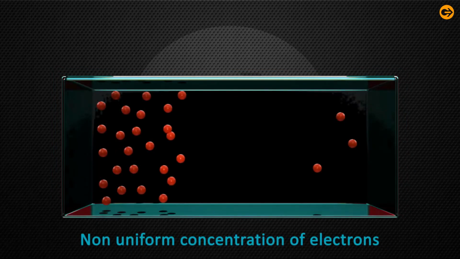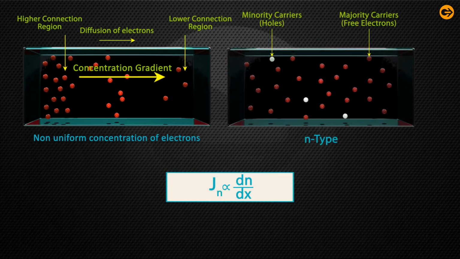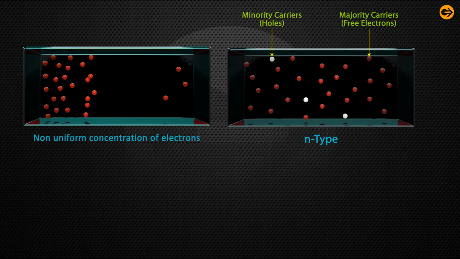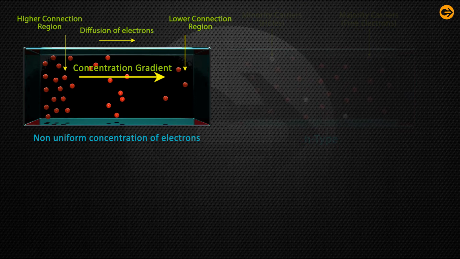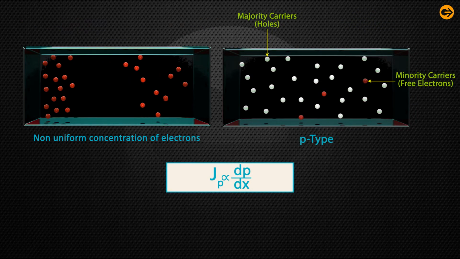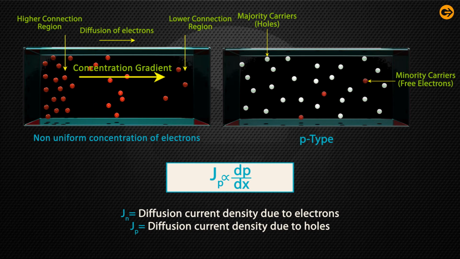The concentration gradient for n-type semiconductor can be given by Jn is proportional to dn by dx. The concentration gradient for p-type semiconductor is given by Jp is proportional to dp by dx, where Jn is the diffusion current density due to electrons, and Jp is the diffusion current density due to holes.